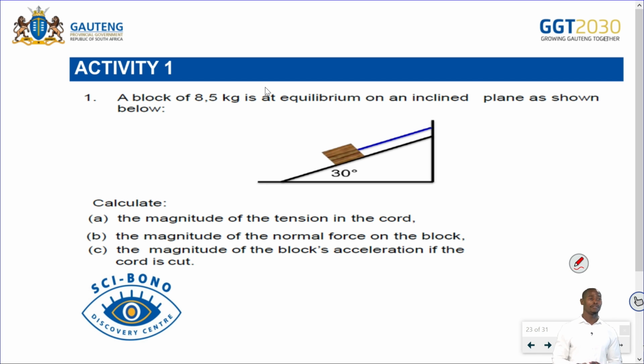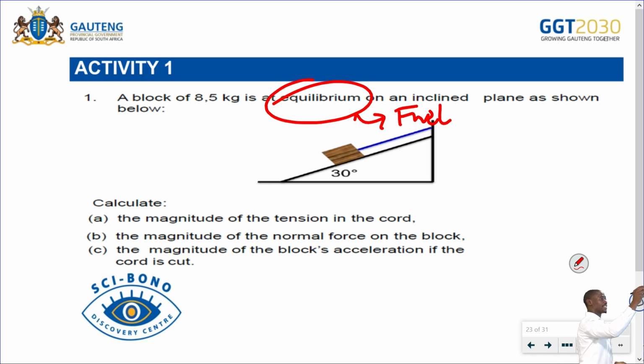So you have a block of 8.5 kilogram that is at equilibrium. So this is very, very important. At equilibrium, already we know F net equals to 0 newton. So it's application of which law here? Application of Newton's first law. On an inclined plane as shown below, calculate the magnitude of the tension in the cord. Okay? The magnitude of the tension in the cord.